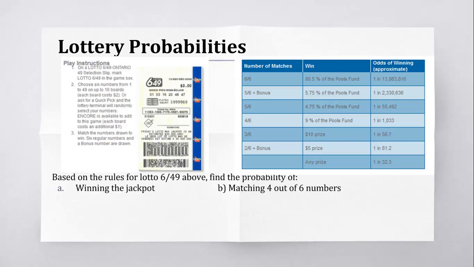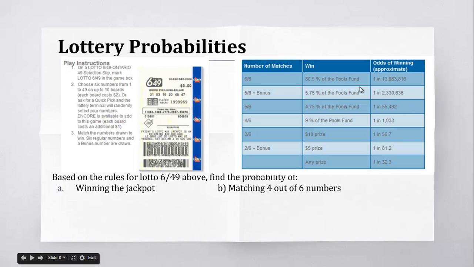Probability for lottery, so you just put Lotto 6/49. Here are the rules here. It's very straightforward. You pay your money, you can get either random or you can pick your 6 numbers. Your 6 numbers have to be between 1 and 49, so that's why they call it 49, and they call it 6 because you're picking 6 numbers.